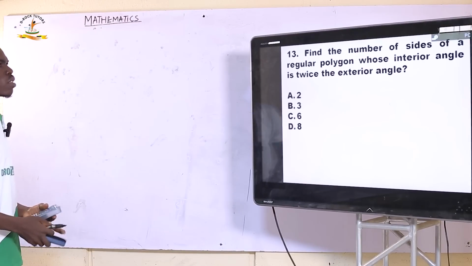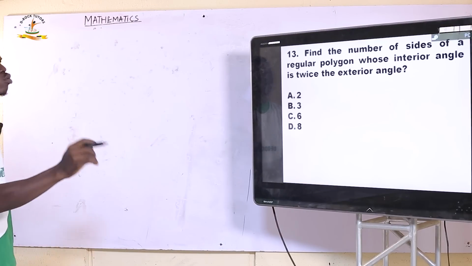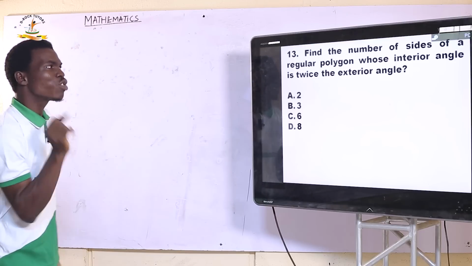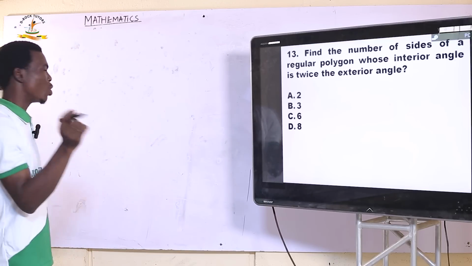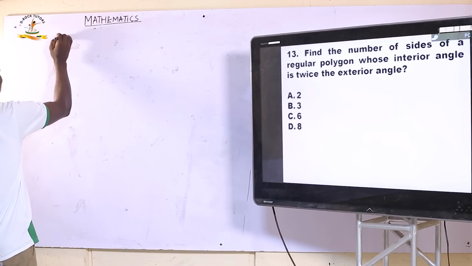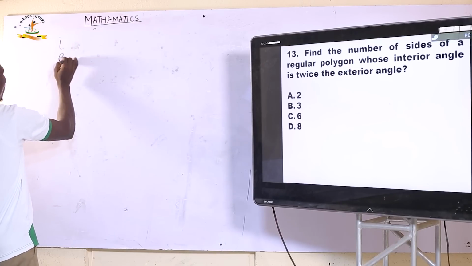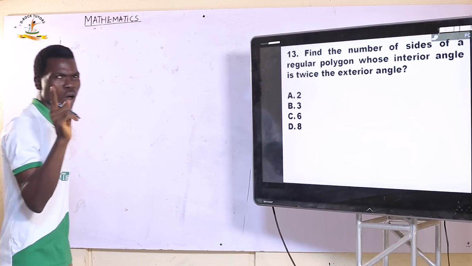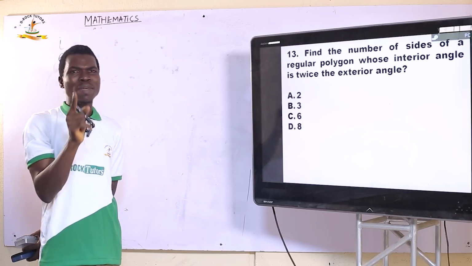We go. So we are told that we need to get the number of sides of a regular polygon. However, the interior angle is twice the exterior. So if I put I for interior and E for exterior to make it simplified, then don't forget one rule about any polygon.